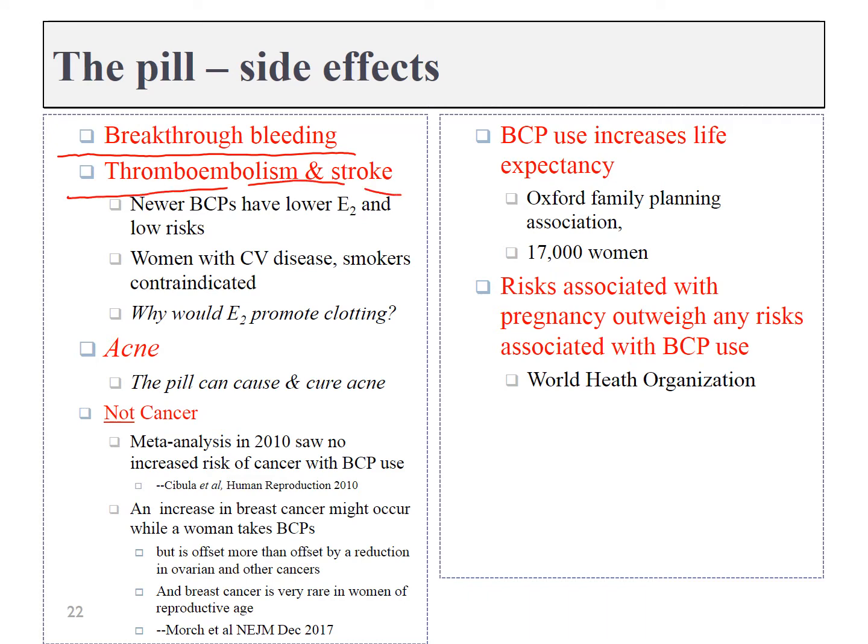Another risk is thromboembolism and stroke. This comes from research done back in the 60s and 70s. However, newer forms of birth control, the ones that your patients might be on, have much lower doses of estrogen in them. So this is more of a historical note. It is not current medical information.